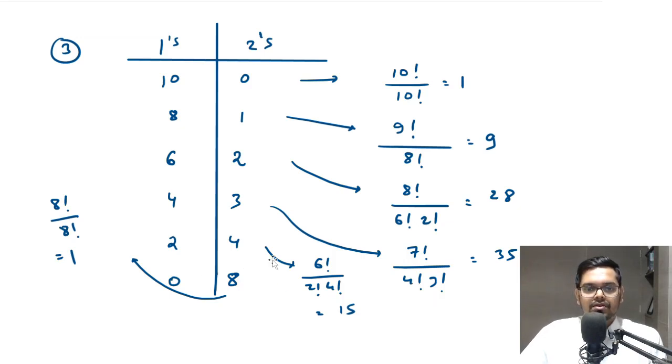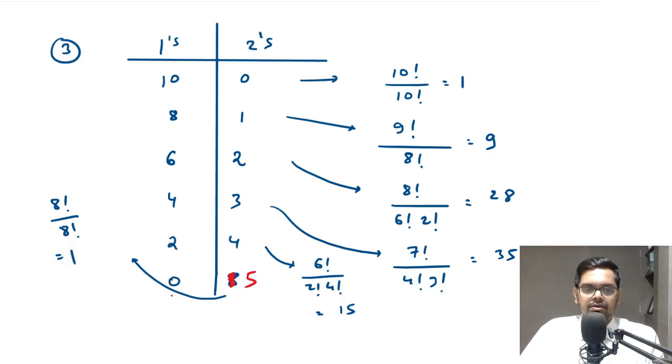Similarly, 2 4 is the case, so 2 plus 4, 6 digits, 6 factorial ways, divided by the repetition, 15 is the answer. And the final case, 0 ones and all the 2s. Okay, so 8 2s if I take. Oops, this is a wrong case, because 8 times 2 would be 16, not 10. So if you need the summation 10, it should be 5.